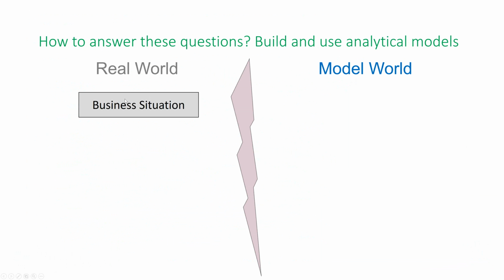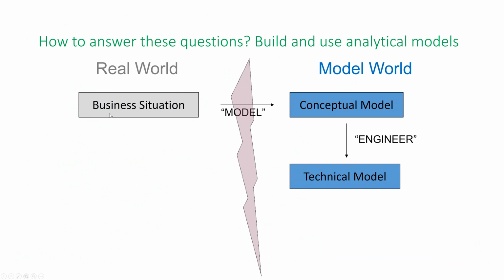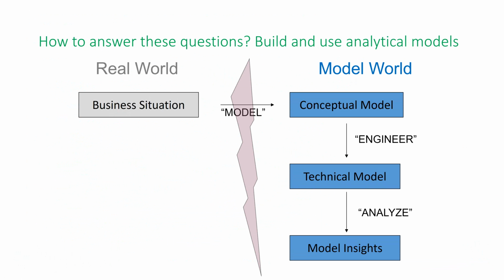So what we do is take this problem and put it into the model world. We say this is a conceptual model: we try to see how we can model the business situation in the model world. Then we engineer the model and make a technical model, maybe a spreadsheet model, a simulation model, or an optimization model. It's a technical model where we can make changes. After we are happy with our model and we validate it, we analyze the model and try to get some insights, such as what the staffing levels should be.